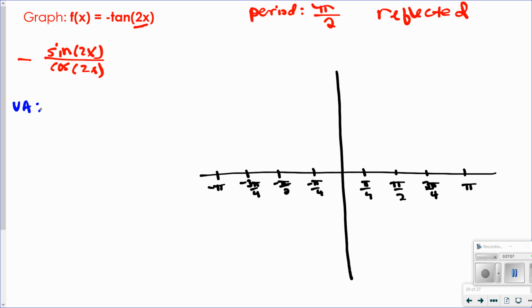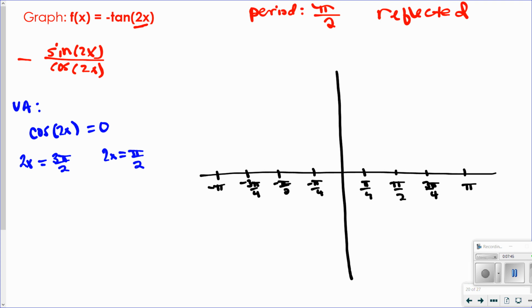So asymptotes come from things that make the denominator 0, since we know the denominator can't be 0. So in this case, we want to know where the cosine of 2x will equal 0. Now I start with just where on one rotation of the unit circle cosine is 0. And so that would be where the x-coordinate is 0, so pi over 2 and 3 pi over 2. So we're going to say 2x is 3 pi over 2 and pi over 2.